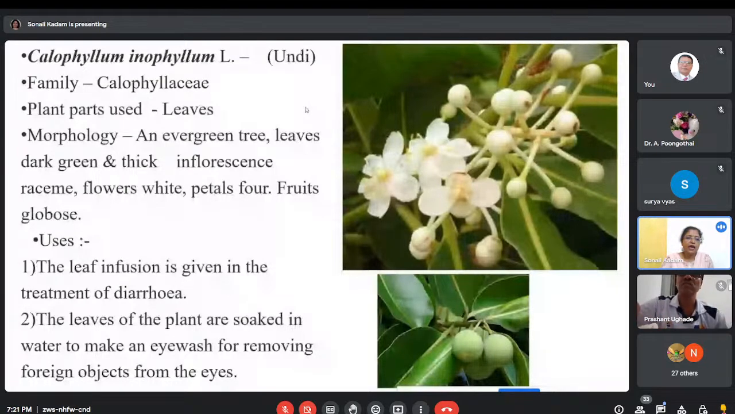This leaf is... leaves of the plant, and wash your eyes just to get rid of any problems with the eyes, and the attractive eyes would be there if you are regularly washing with the water of the soaked leaves with this undi plant. Actually, these fruits, they yield a time. Okay.